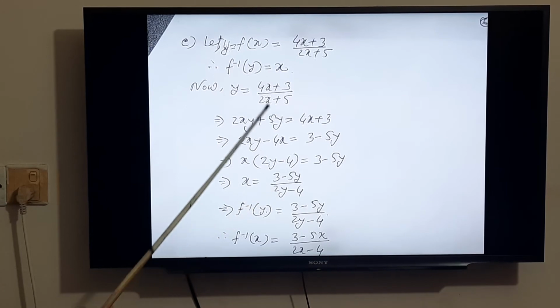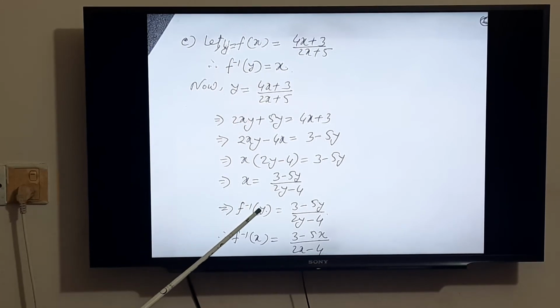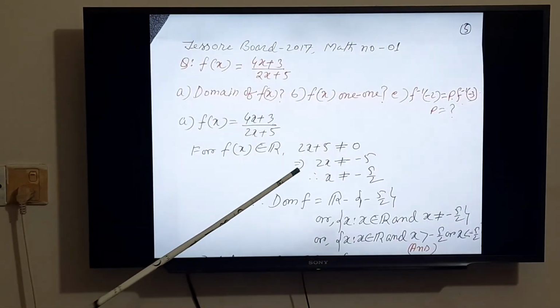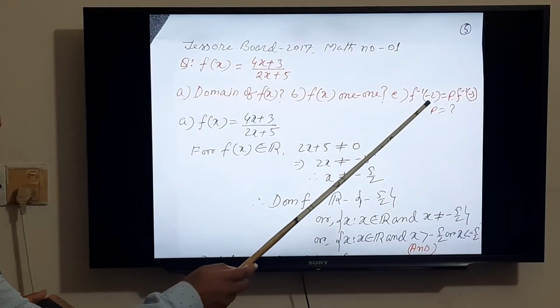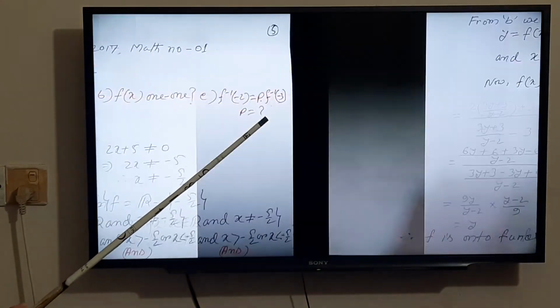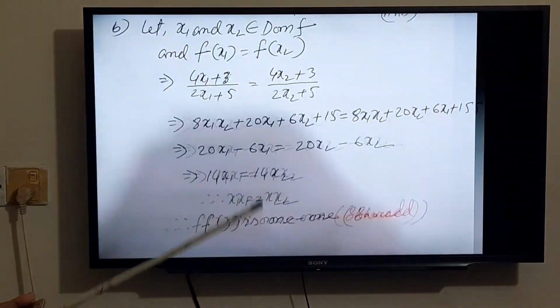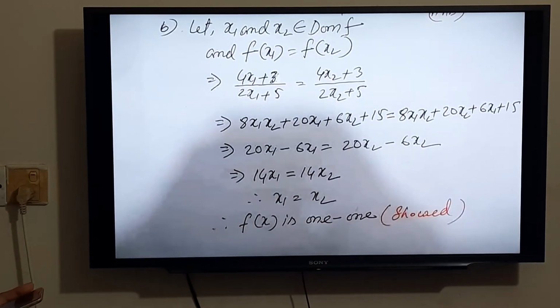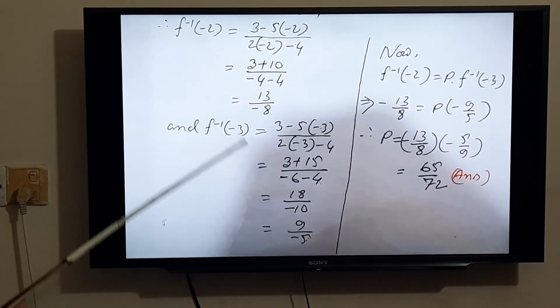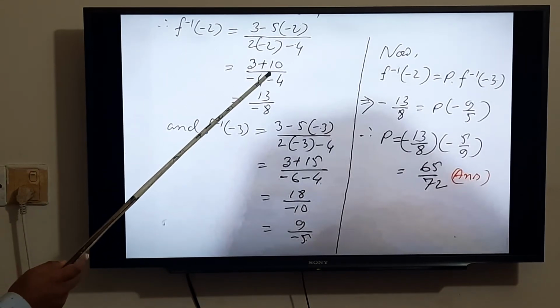So x is equal to f inverse of y. Now we need f inverse of x, so y is replaced by x. This is our f inverse of x. Now we need the two values: f inverse of minus 2 and f inverse of minus 3. So we need f inverse of minus 2.